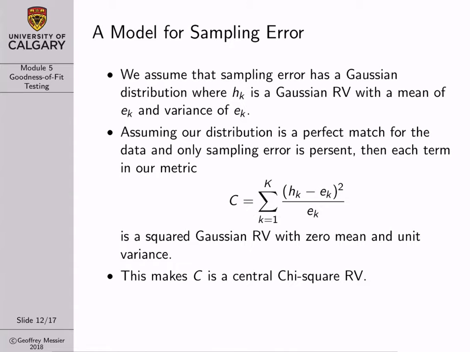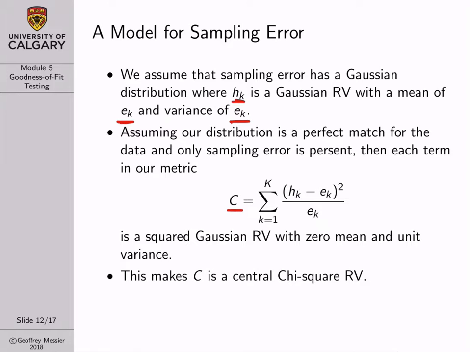And so, fundamental to how we're going to build up to this chi-squared random variable, we're going to assume that the sampling error in each individual bin actually has a Gaussian distribution, where each h_k is a Gaussian random variable that has a mean of e_k, which is our expected number of samples in the bin, and a variance of e_k as well. And so this is our formula for our squared error metric.